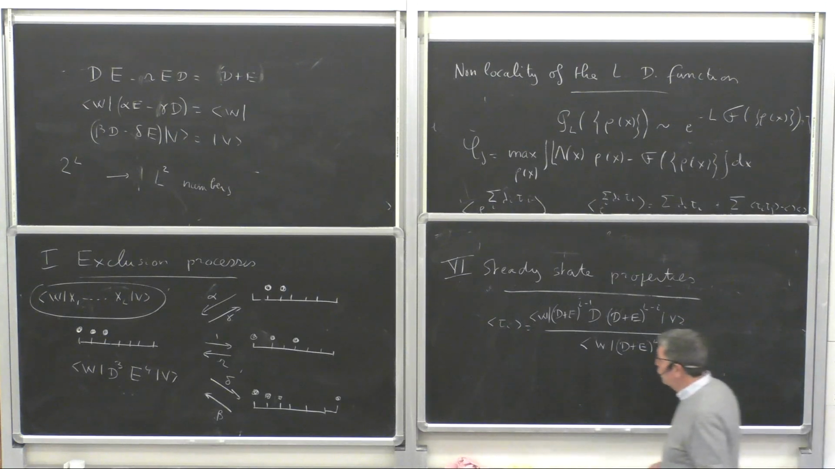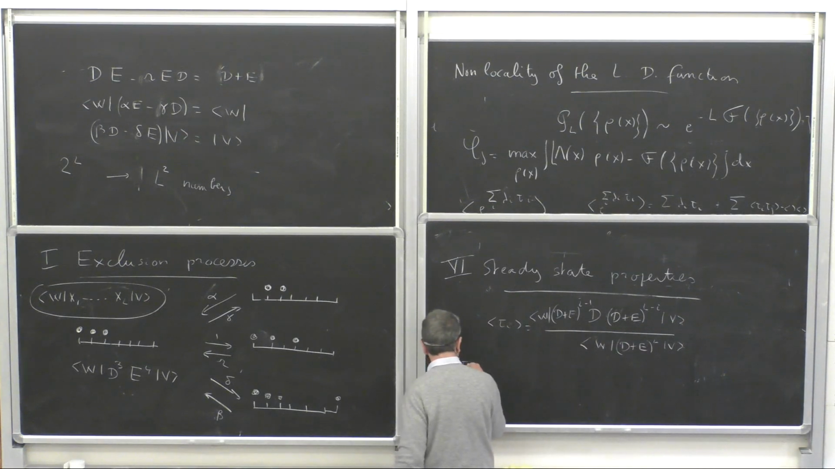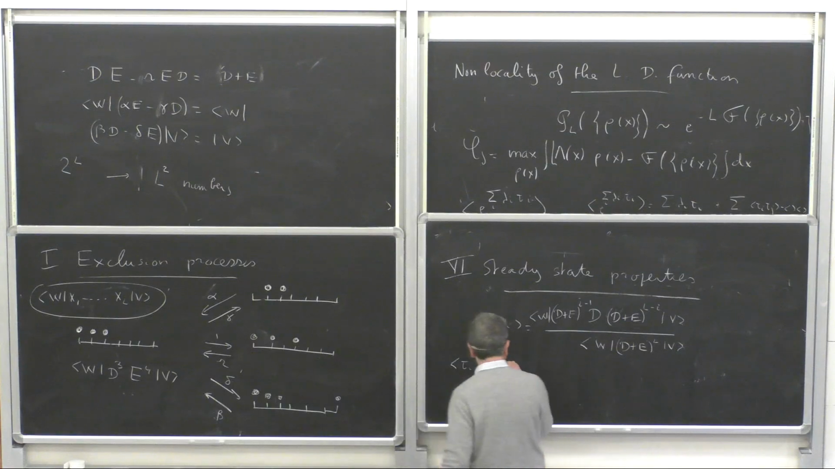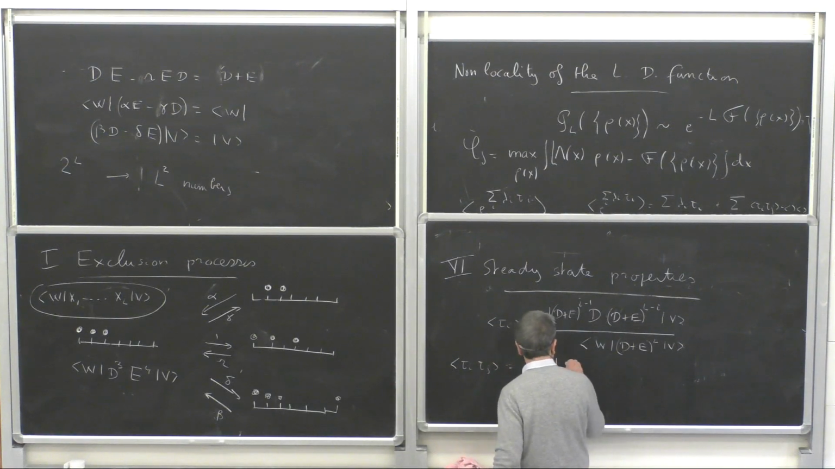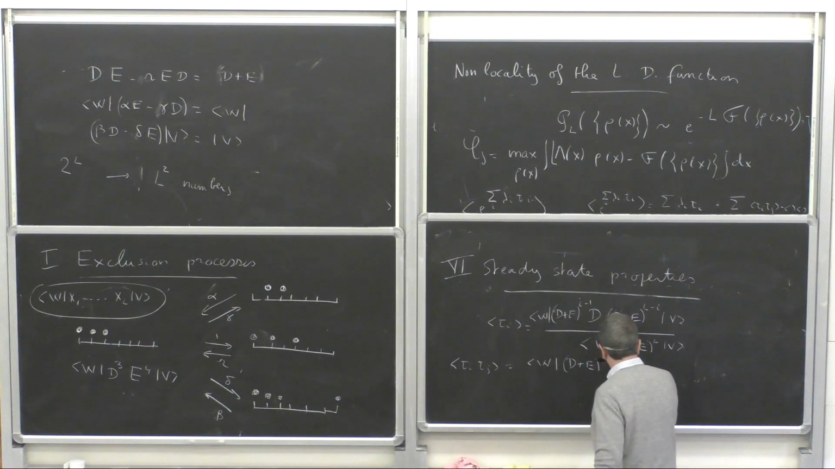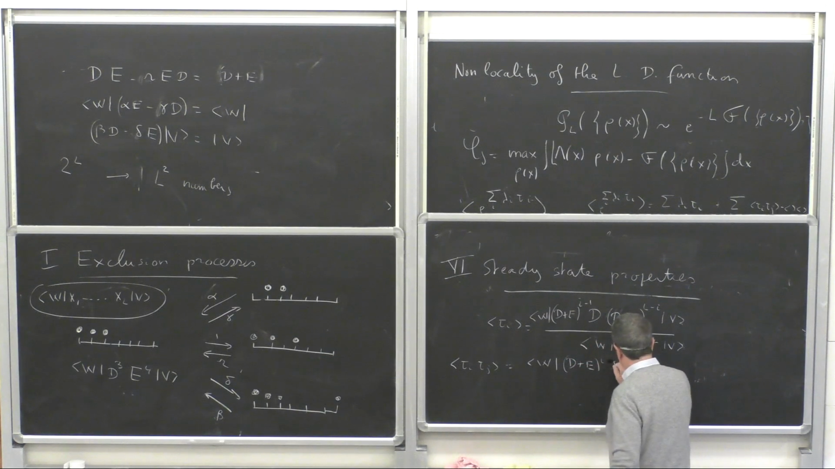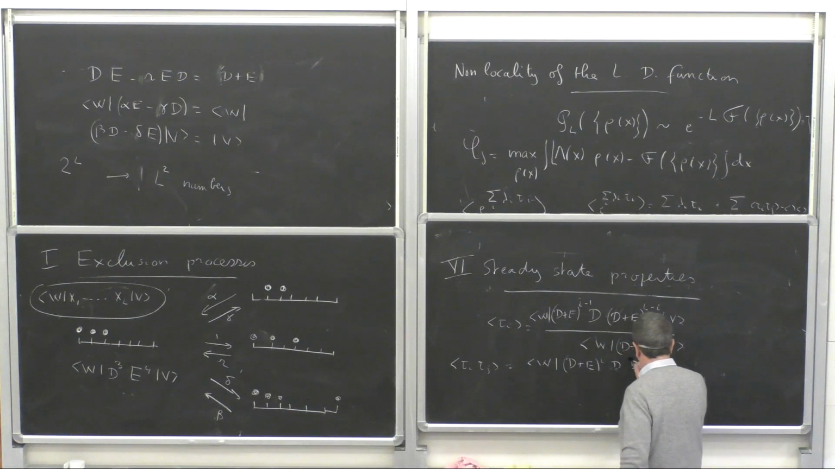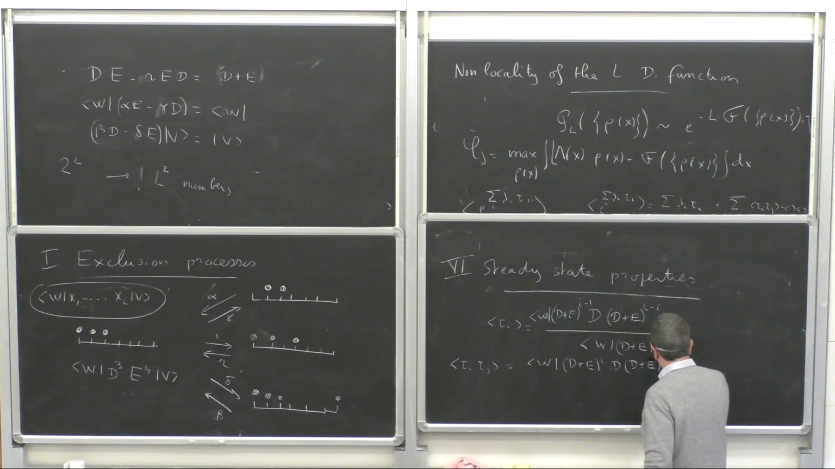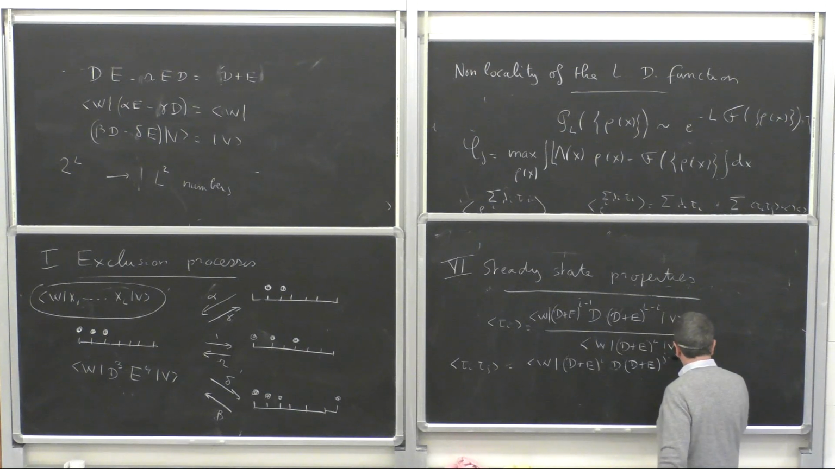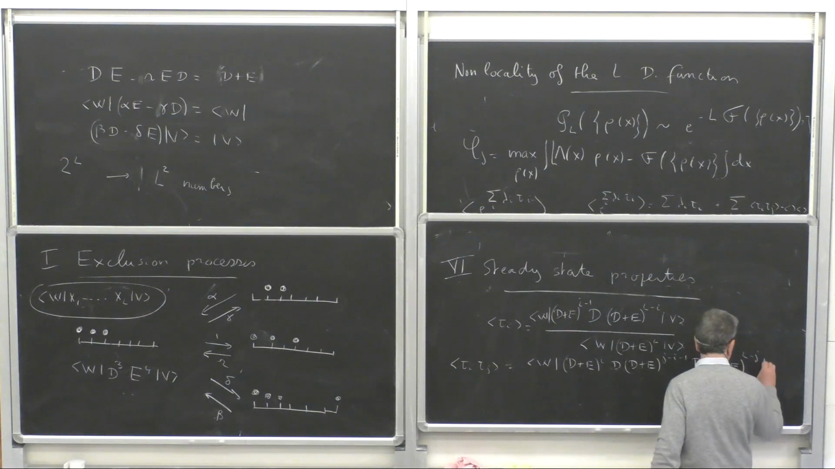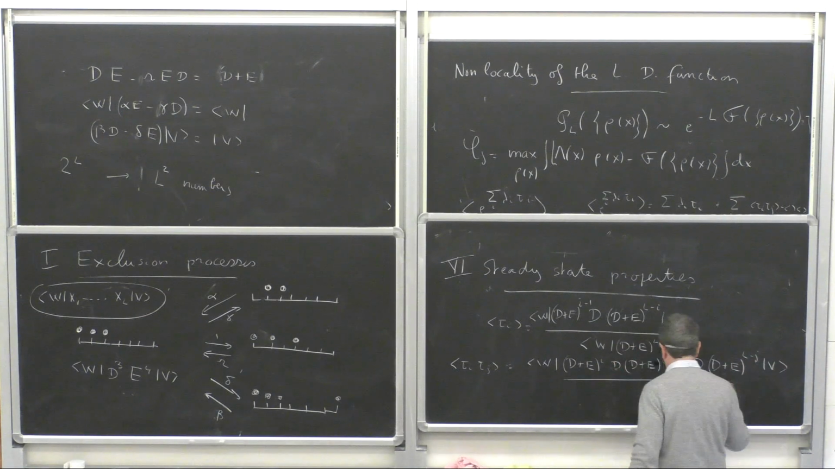If I want the correlation function that we discussed earlier, tau I tau J equals W, D plus E to the I, D, then D plus E to the J minus I minus 1, D, D plus E to the L minus J, V, and then I have the normalization. So I can compute essentially all correlation functions.